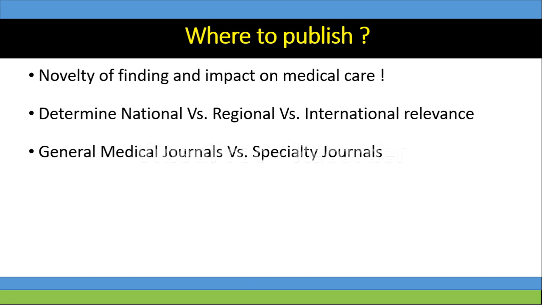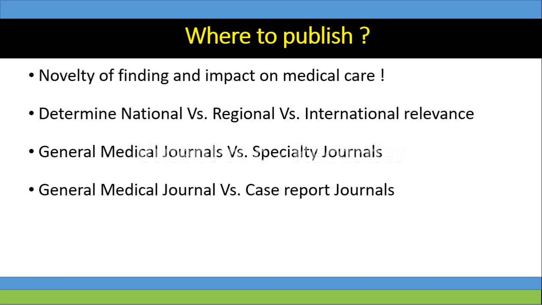Now the specialty journals are ones that publish only on a specific subject. So you can have specialty journals in orthopedics, in neurology, in pathology, in cardiology, in any subject. So you need to understand whether you would like to publish in a general medical journal, or in a specialty journal.